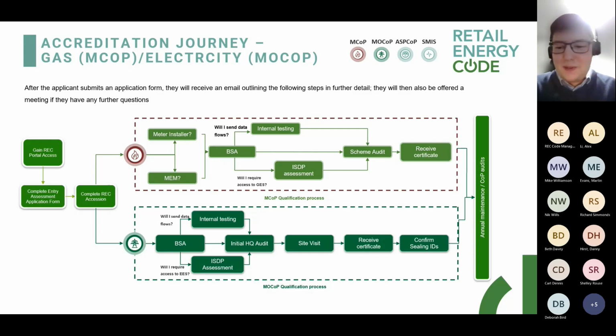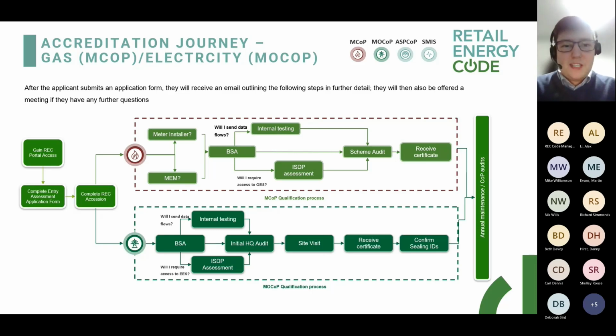There are also a couple of additional potential steps. If your company is going to be sending data flows, such as over the DTN, you will need to go through the internal testing process we discussed earlier, just to ensure your IT systems and employees are ready and able to send the relevant data flows. Also, if you require access to one of the inquiry services, such as EES or GES, then you have to go through the ISDP as we previously discussed. This can be done alongside the rest of your application or can be bolted on afterwards.